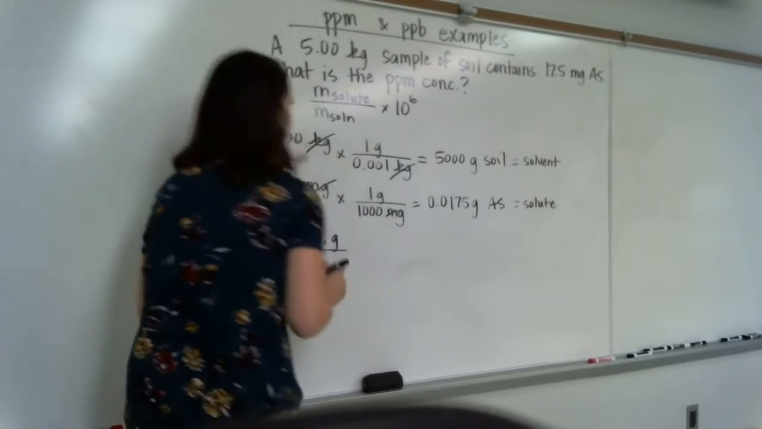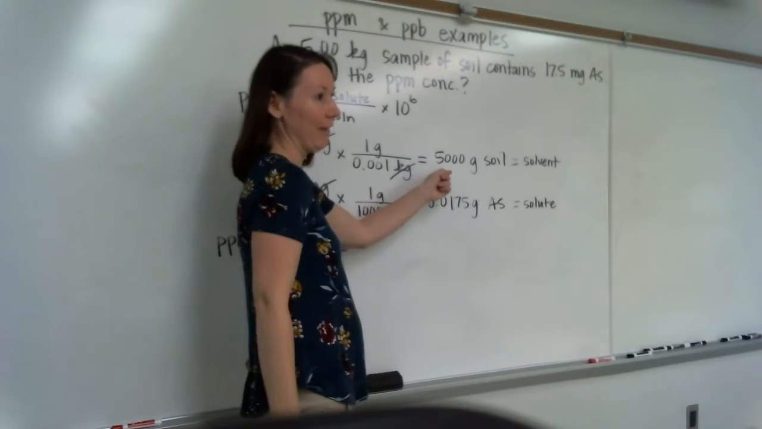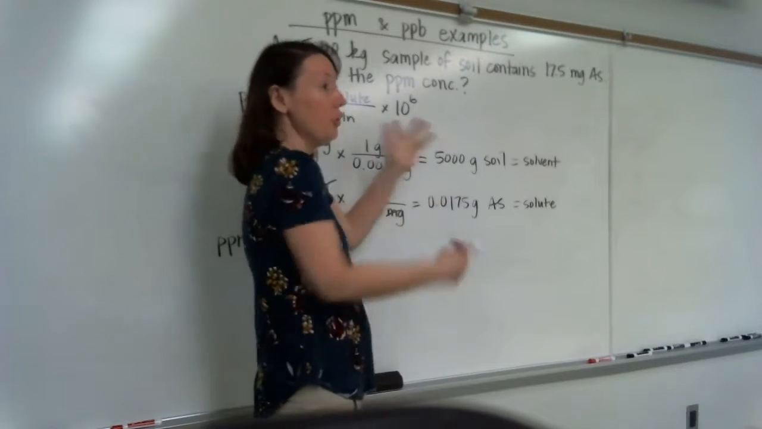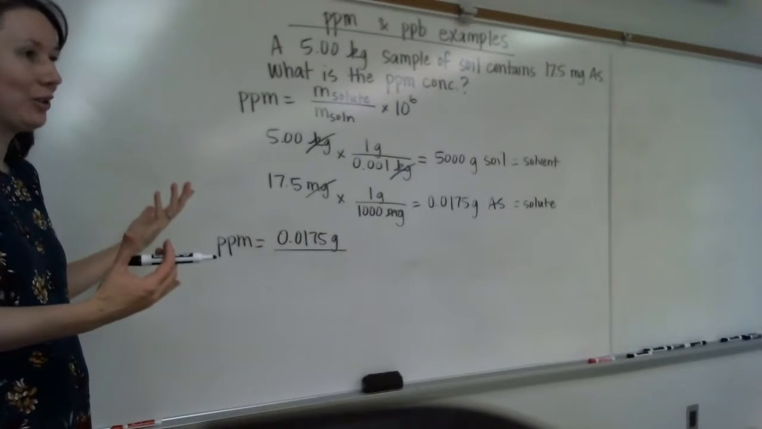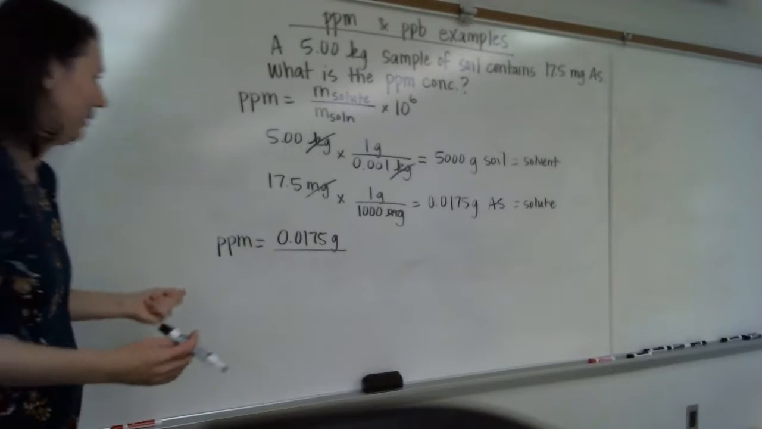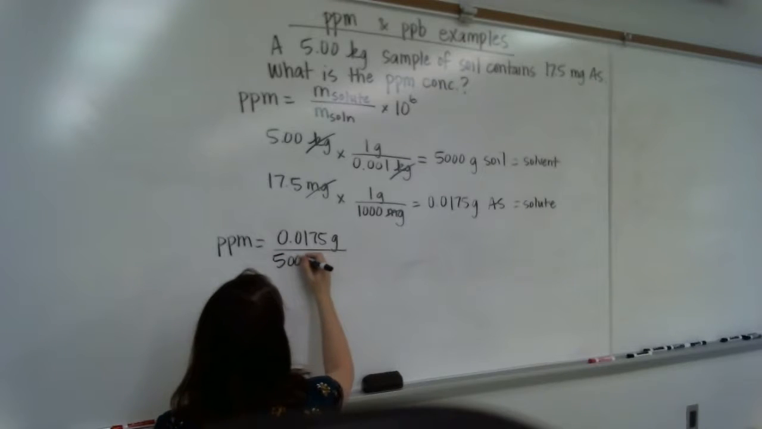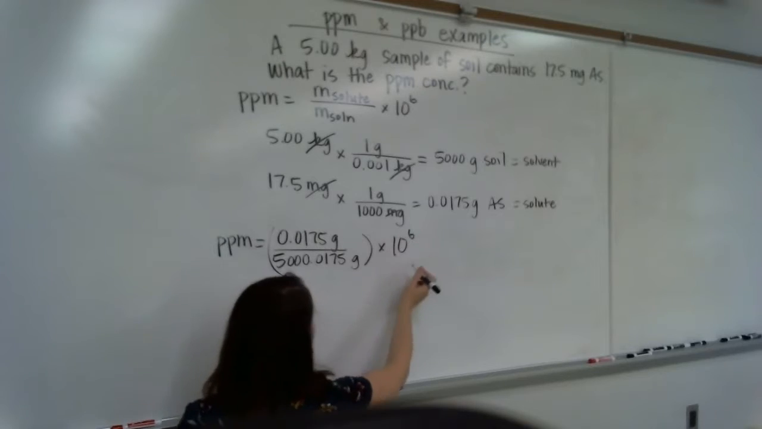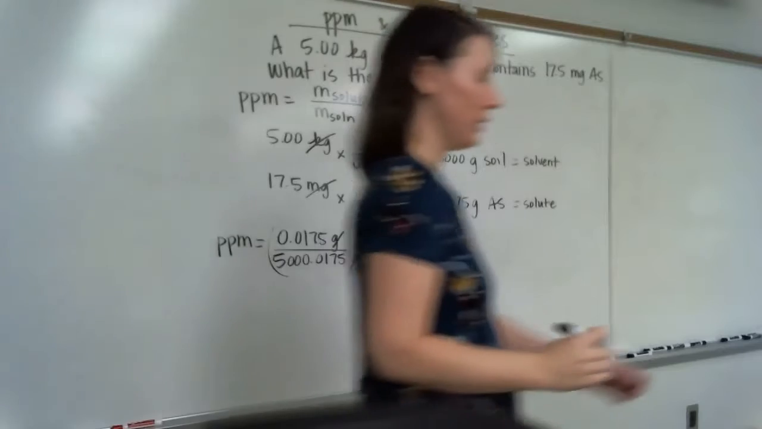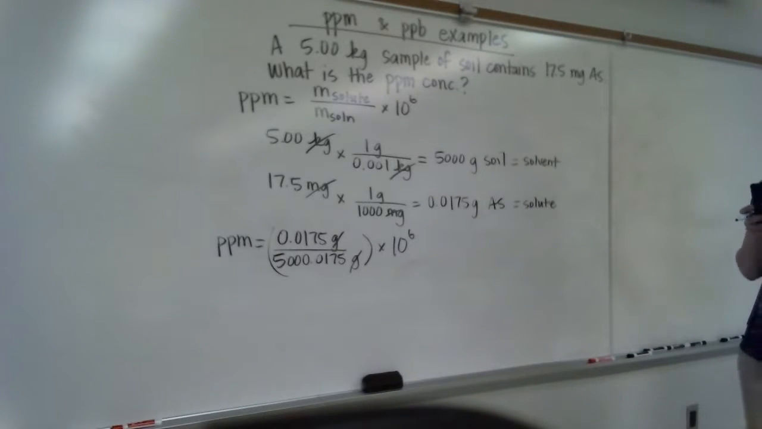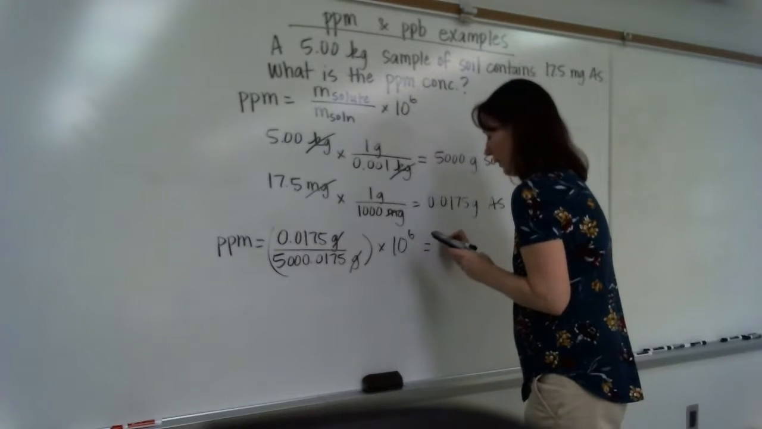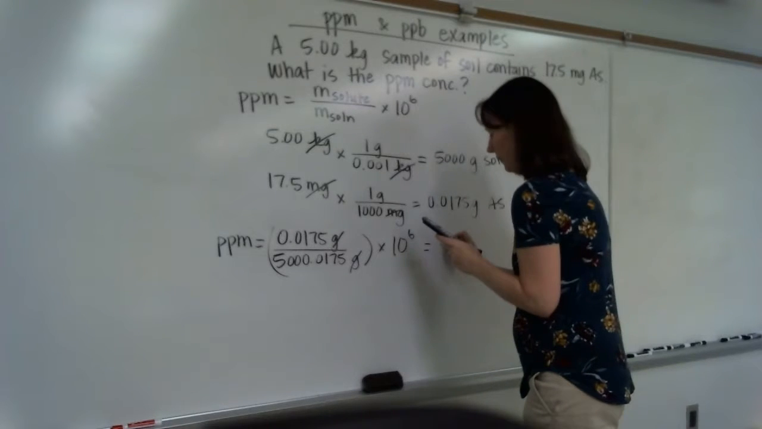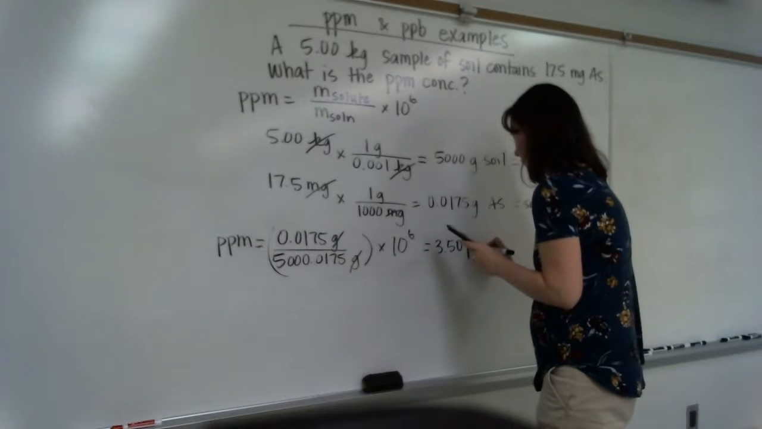So 0.0175 grams total. Now, if you forgot to add this 0.0175 to 5,000, is that going to really impact your answer? No. We'll do it just because, but if you forgot to add it, 5,000 versus 5,000.0175 is not going to make a huge difference, right? Divided by 5,000.0175 grams times 10 to the 6th. Grams cancel. So 0.0175 divided by 5,000.0175 times 1e6. How many sig figs am I keeping? That one's got 3, that one's got 3, so this one's got 3. So 3.50, and my units would just be ppm.